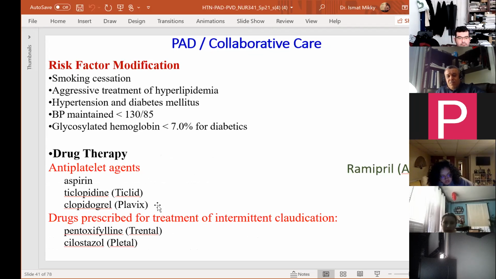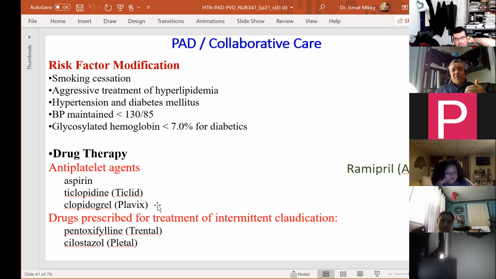To stop smoking. Yeah, exactly. So based on this diagnosis and the known risk factors, the treatment plan would include risk factor modification. So that's the collaborative care for the PAD. And some textbooks, instead of collaborative, call it interprofessional care, the new term replacing collaborative.